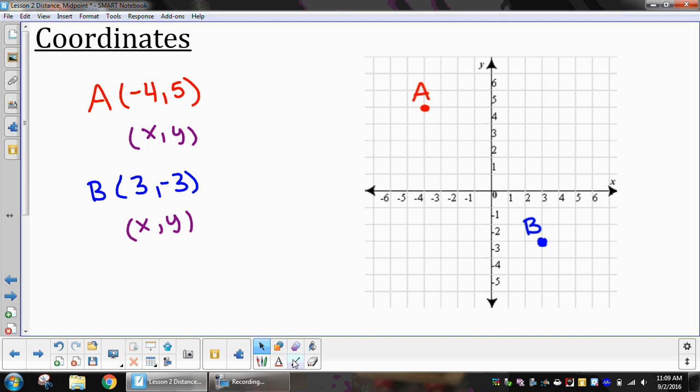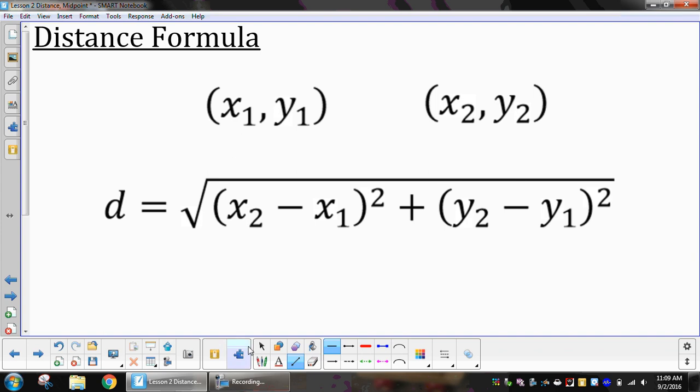So what we're going to do is find how far apart points like that are, so the distance between them. And if we were to draw a segment between those 2 points, we could figure out how long that segment is in the coordinate plane. So the distance between 2 points is just like finding the length of a segment. So we have a formula for that.